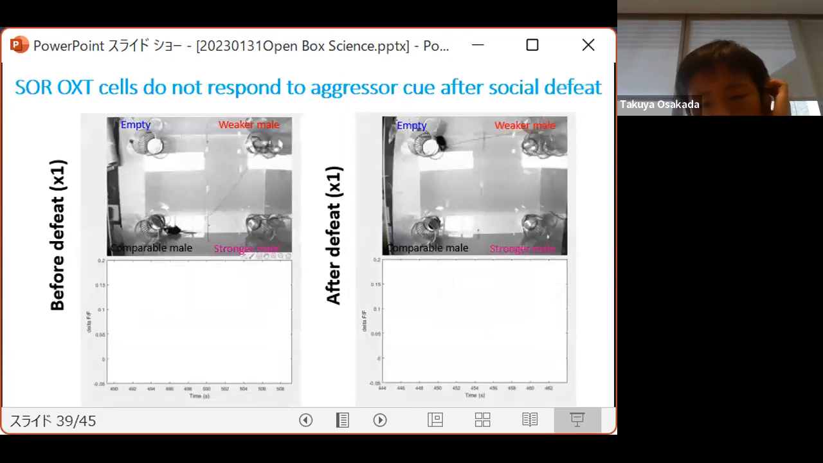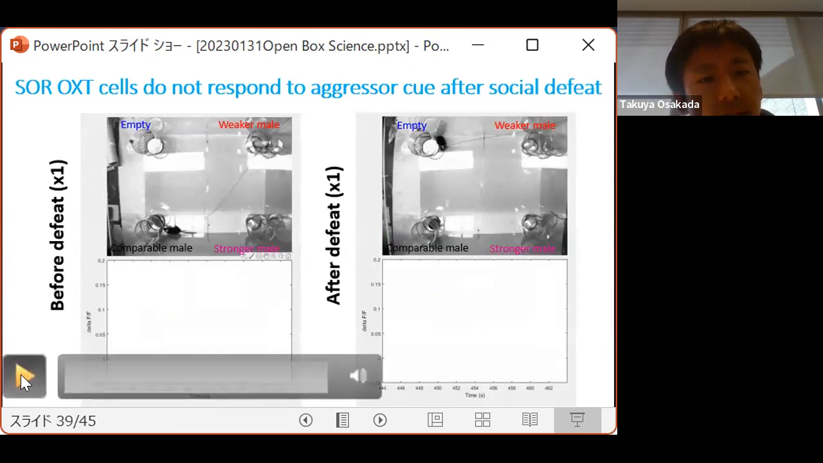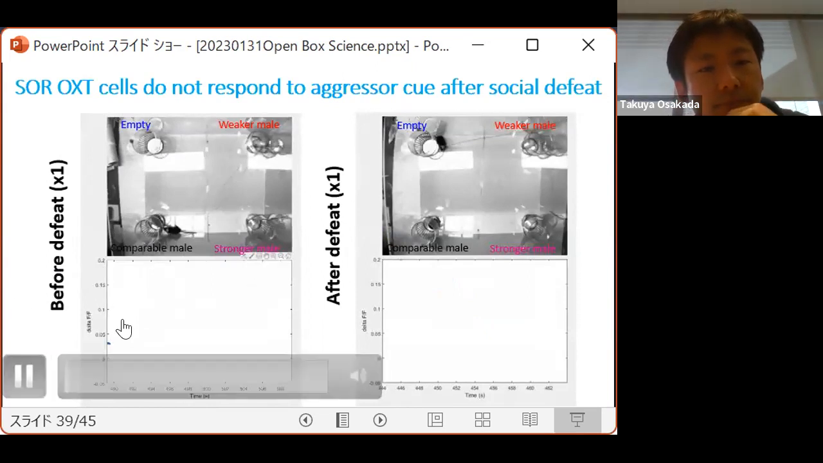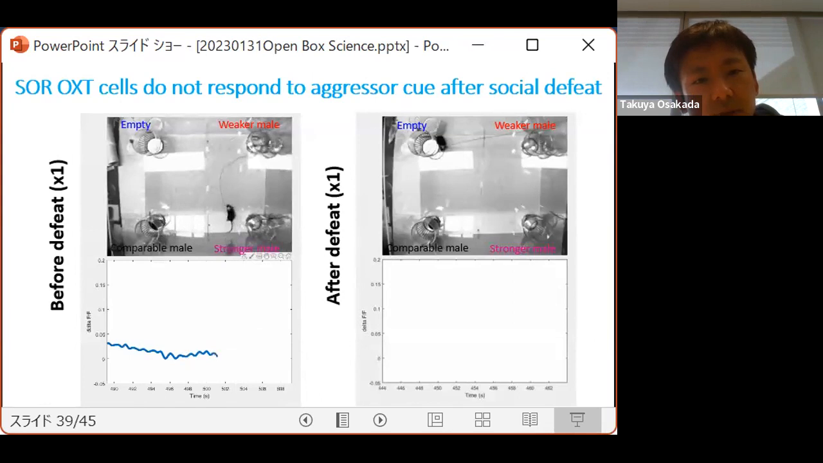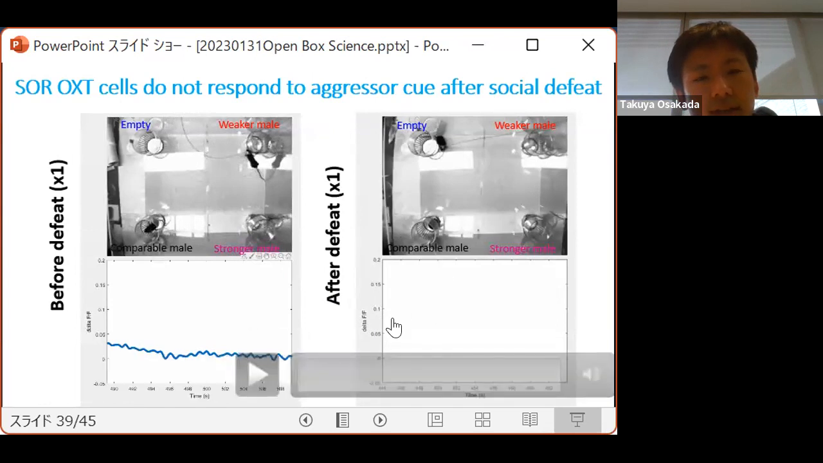The next question is, what's going on when they re-encounter the aggressors? The question is whether the SOR OXT population could be activated by cues from the aggressors or not. Here is also the big arena assay with a cup. The position of the cup is a little bit different, but in this video the left side is before defeat. The animal easily approaches, even though there is an aggressor in the cup, and this population is very quiet. Okay, the next one is 1 day after defeat, with an empty cup.